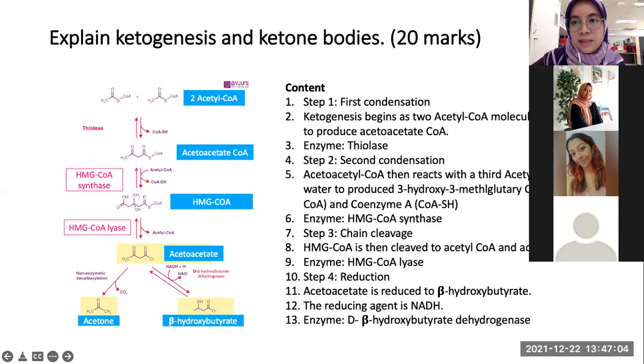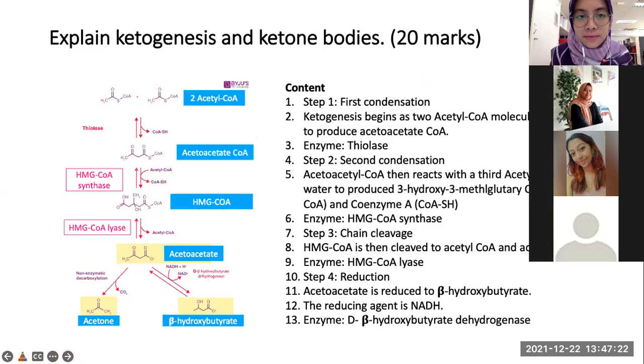Any question for this third question? Doctor, yes, ketogenesis is reversible, right?